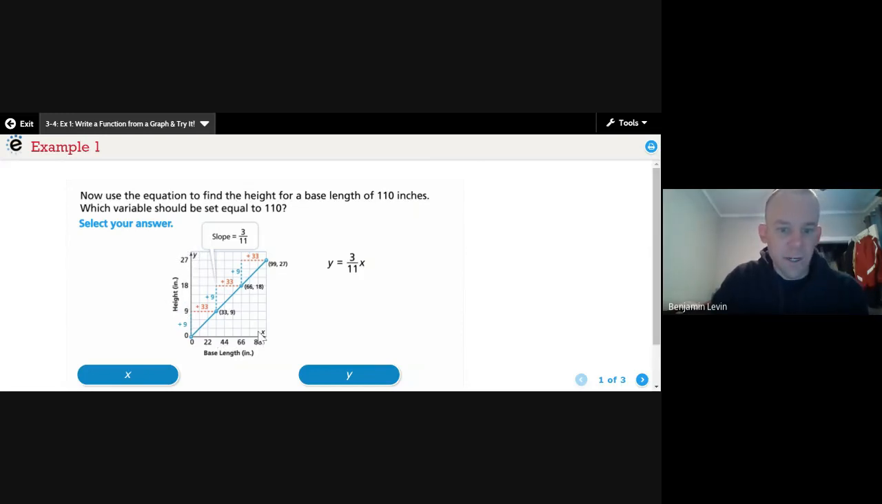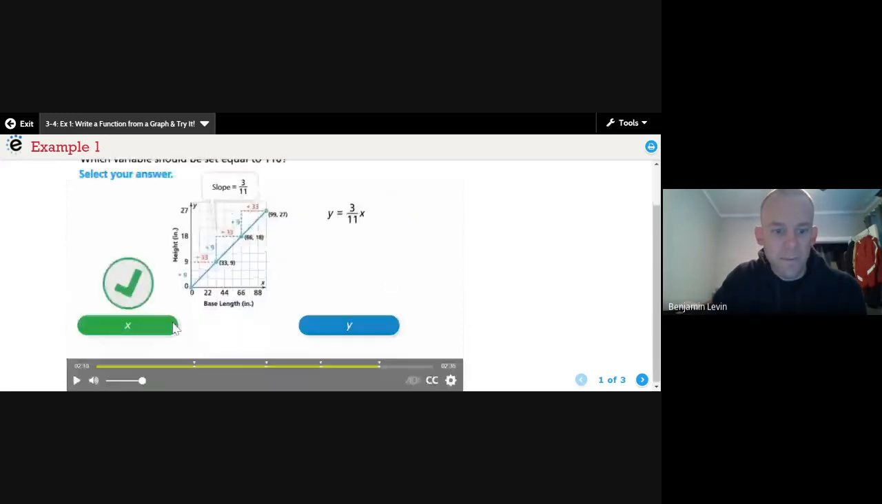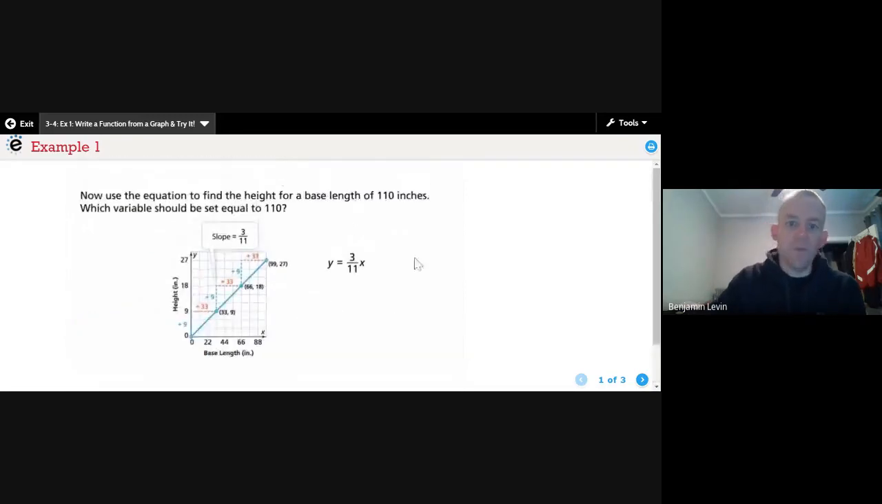The x-axis right here, it says base length. So you're right, Brandon. It's x. So since we know that x is the base length, all I'm going to do here is check x. And then I'm going to pause it because they're going to show it, but I want to do this.